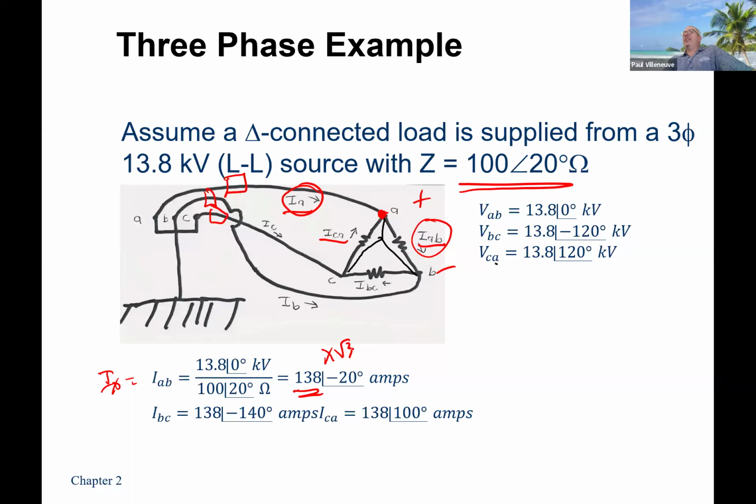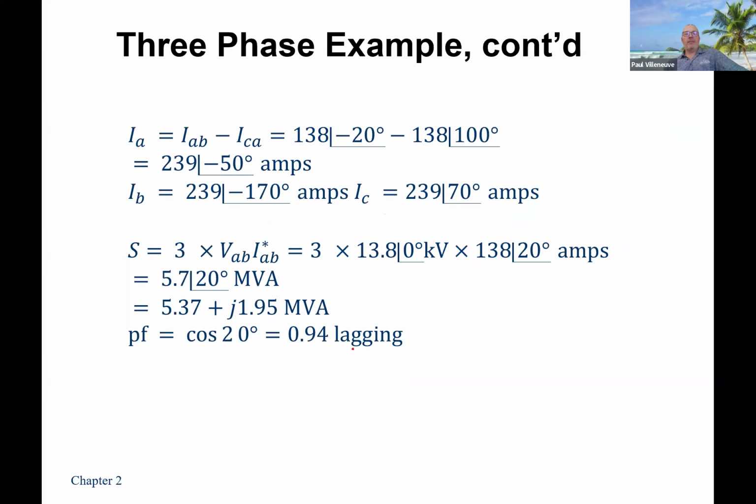Not the angle. The angle I either have to add or subtract 30 degrees. It depends if it's positive sequence or negative sequence. Because if I look over here, it's 138 at an angle of minus 20. If I look over here, it's 239 at an angle of minus 50. So you can see I had to subtract 30 degrees. But can anybody verify 239 divided by square root of 3? What do you get?